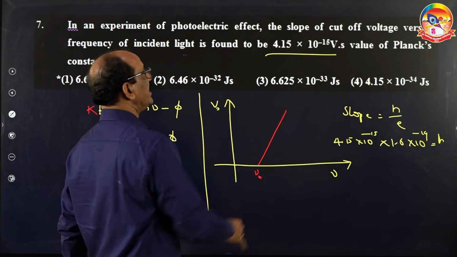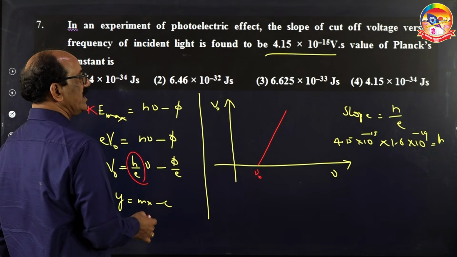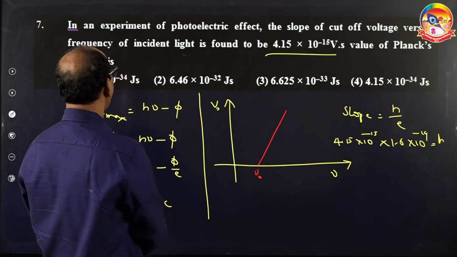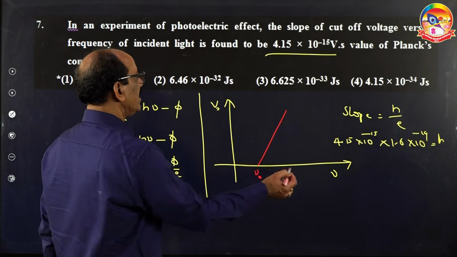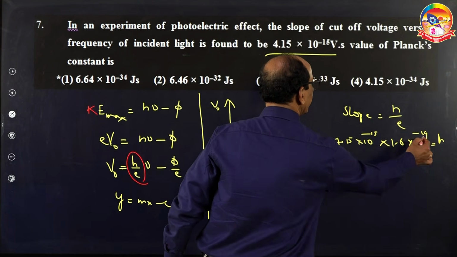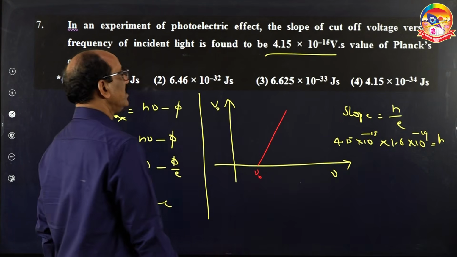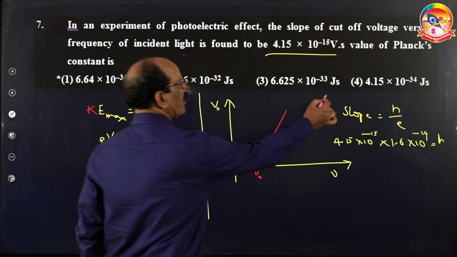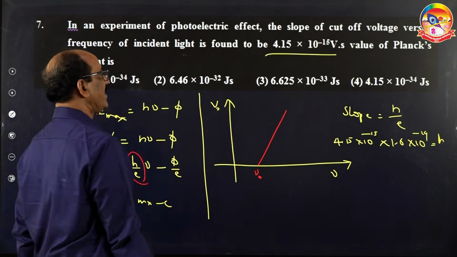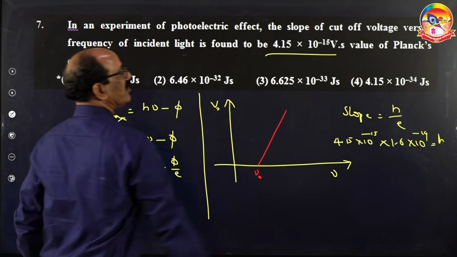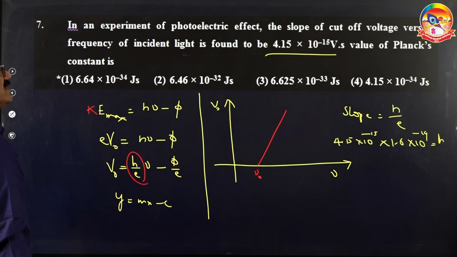So this is h. If you simplify it, we will get approximately 4.15 times 1.6, which is nearly 6.62. So it is 10 power minus 34. 4.15 into 10 power minus 34 joule seconds is not the correct answer, and 6.625 into 10 power minus 33 joule seconds is not correct.